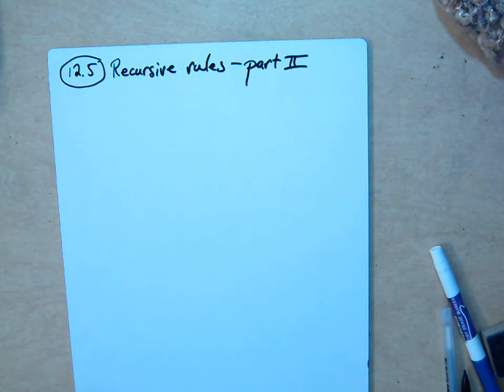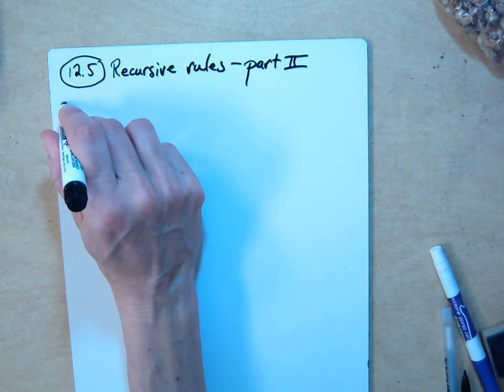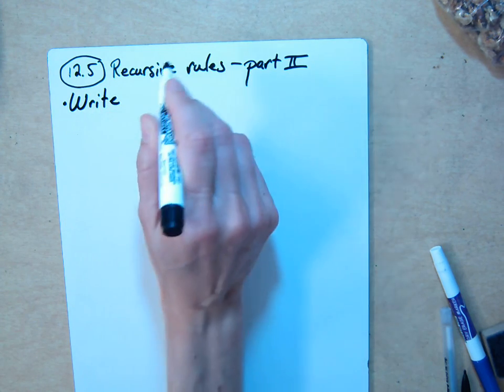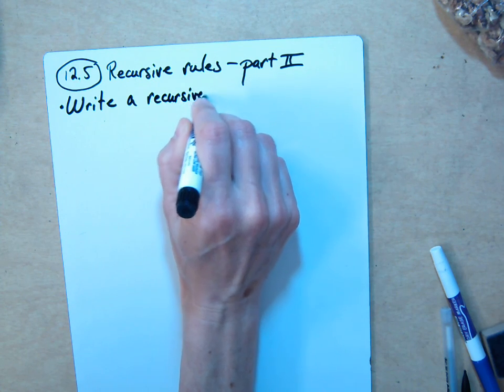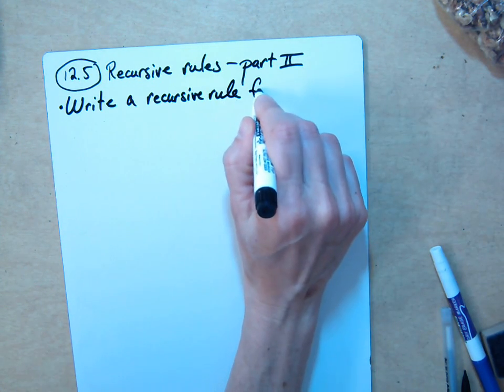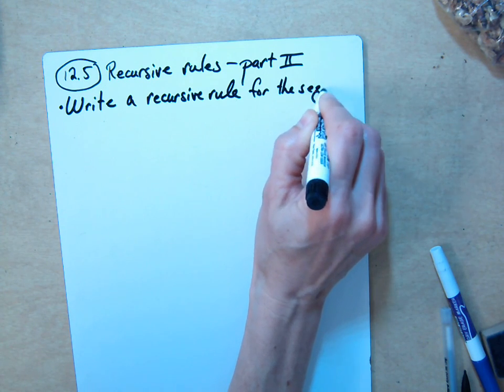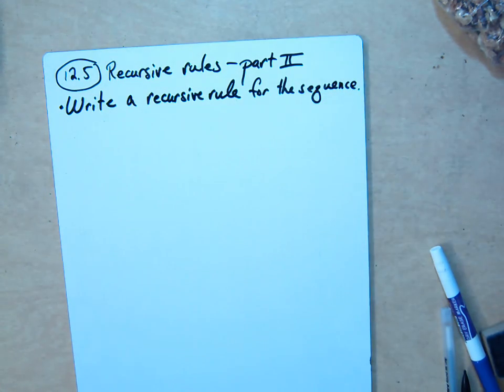Section 12.5, recursive rules, second part. Now we have to go in the harder direction where we have to write the rule. So write a recursive rule for the sequence. If we can see that it's arithmetic or geometric, they're actually very easy to do, if we can identify that pattern. And if it's not, then you have to be a little more creative. And we'll do some examples.